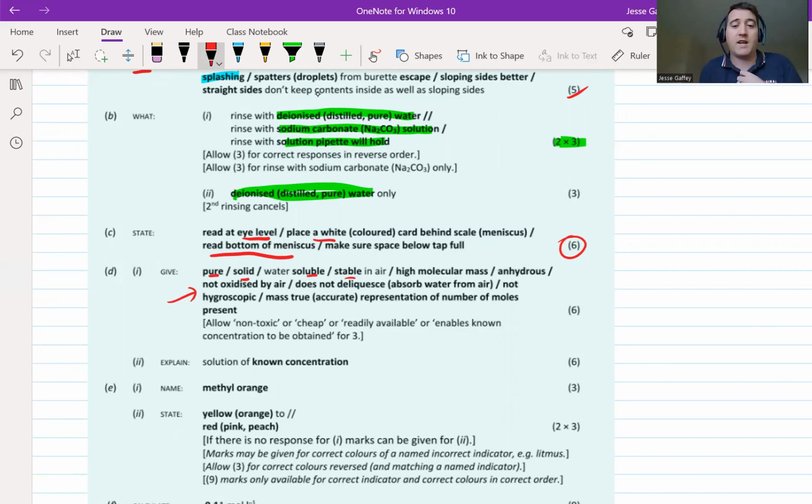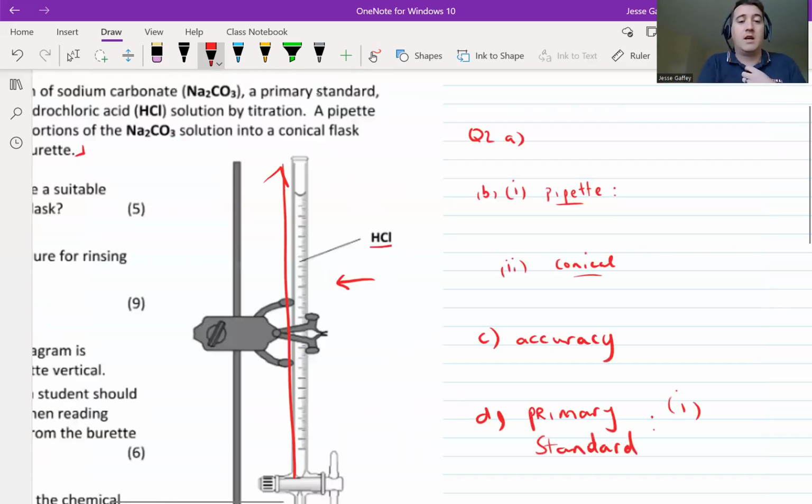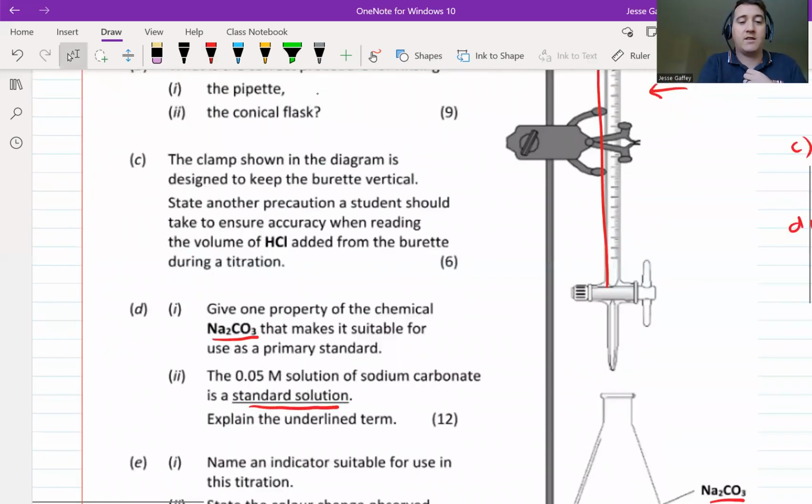And then the next thing is, what is a standard solution? It's a solution whose concentration we know. So that's what a standard solution is. A solution whose concentration we know accurately. All right, let's look at the next question now.